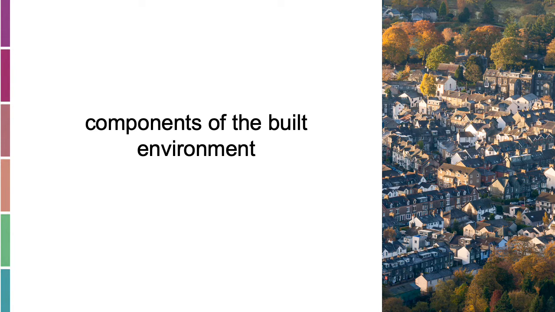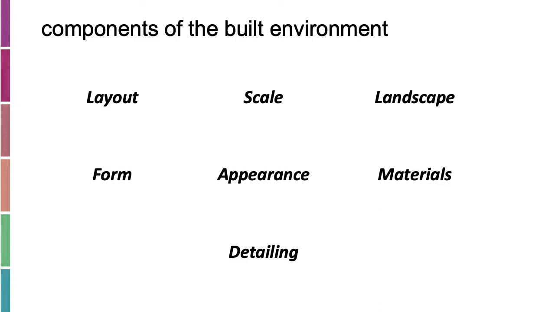We're going to look at what makes up places, the components, and how these relate to the characteristics of well-designed places that we've previously discussed. The National Design Guide lists the 7 components of the built environment, and then goes on to say that good design is about making positive choices about all of them. The layout, scale, landscape, form, appearance, materials, and detailing of a development are all important and are all probably equally important.